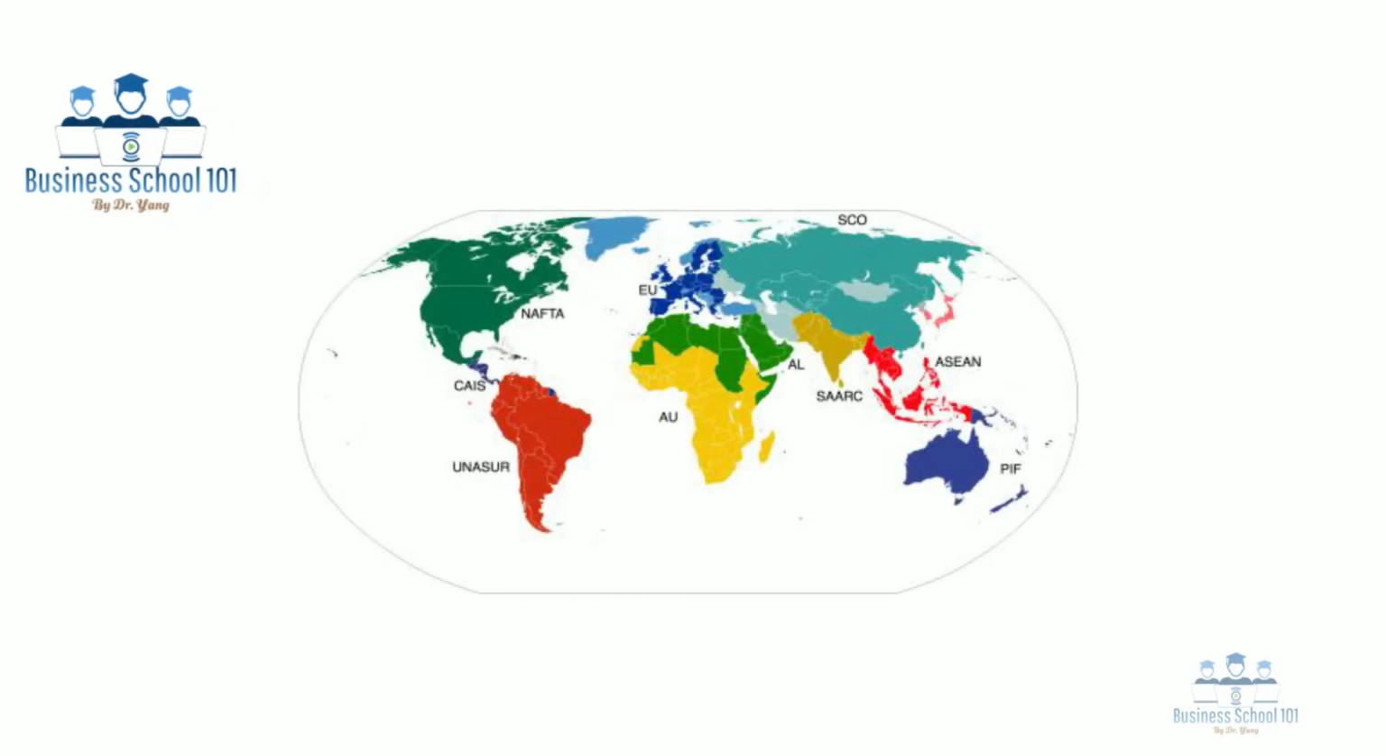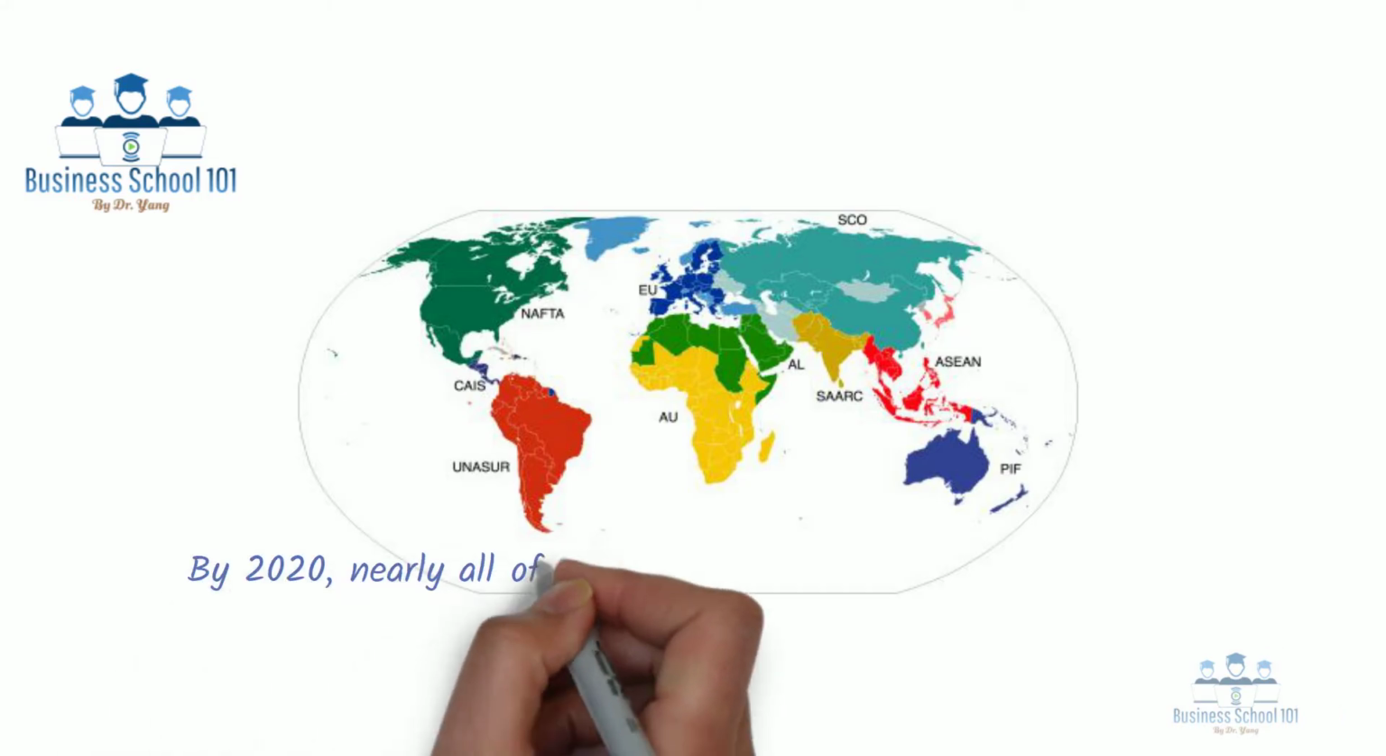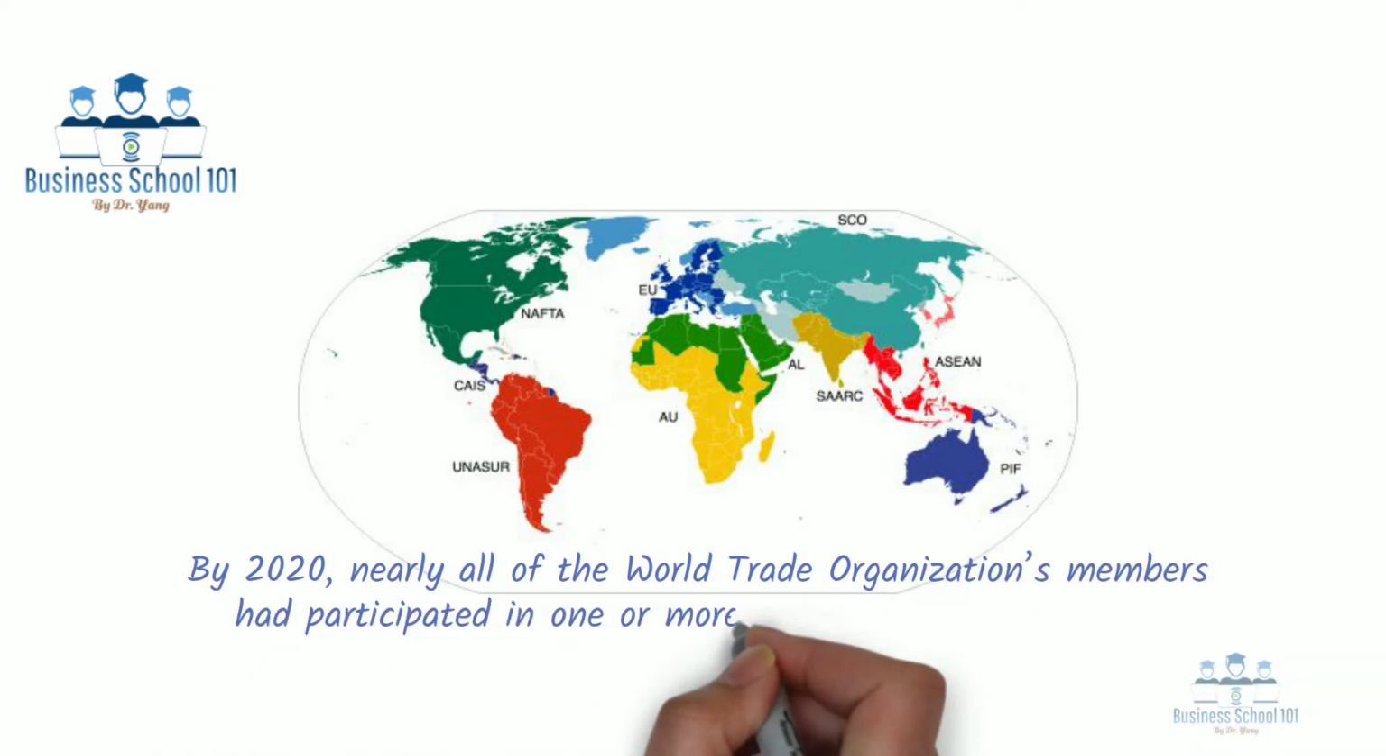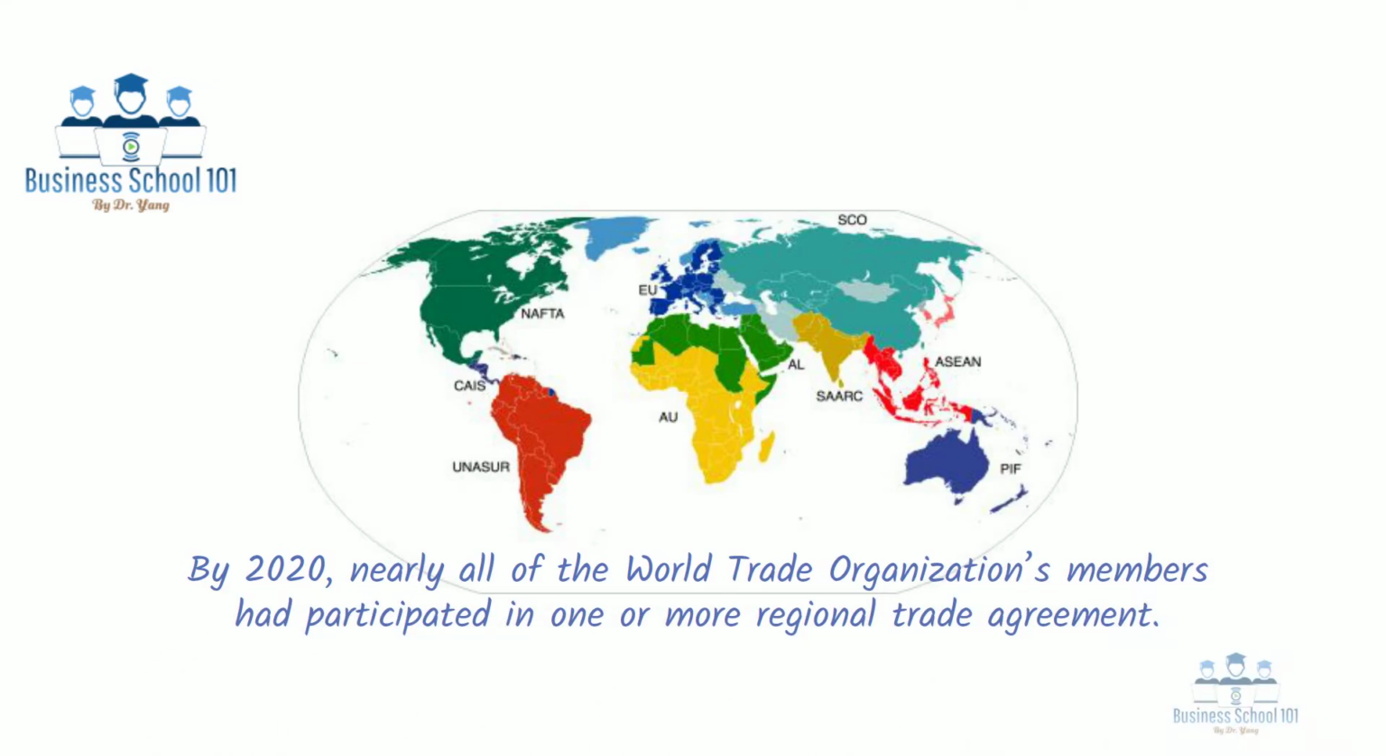Since the 1990s, the world has witnessed an unprecedented proliferation of regional trade blocs that promote regional economic integration. By 2020, nearly all of the World Trade Organization's members had participated in one or more regional trade agreements. The total number of regional trade agreements currently in effect is around 300.